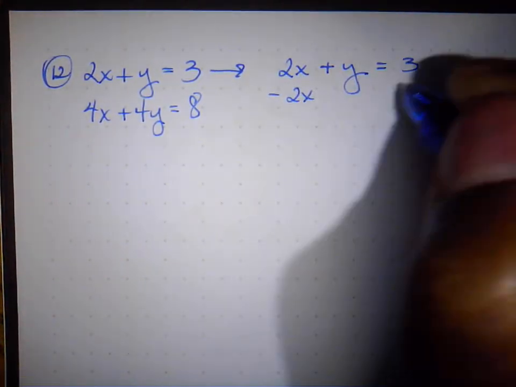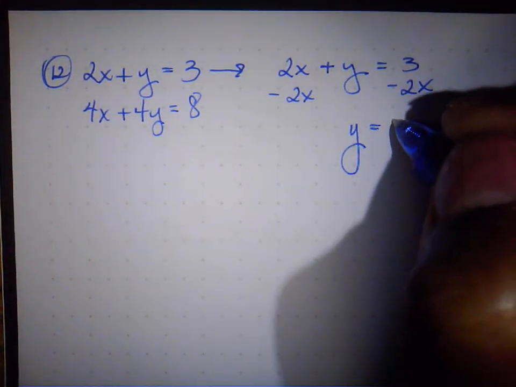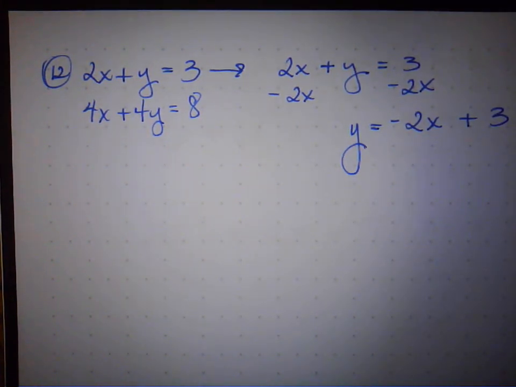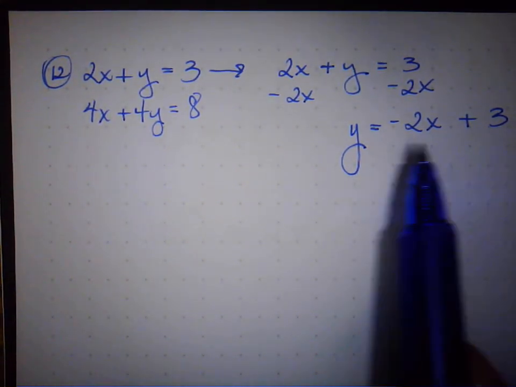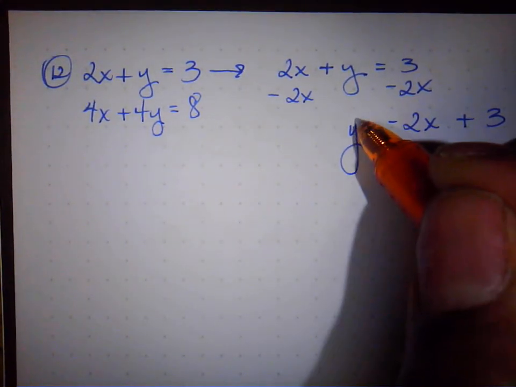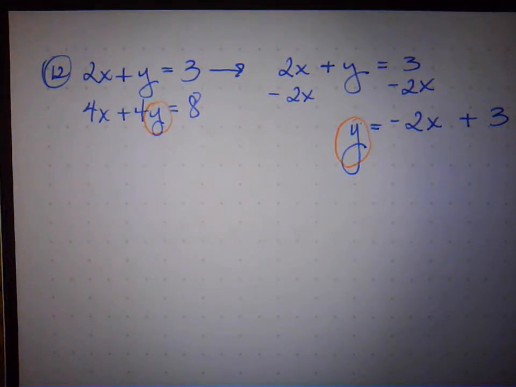So we're subtracting 2x from both sides. And I end up with y being equal to negative 2x plus 3. So now that I've isolated a variable, okay, I've isolated a variable. Now I'm going to take that variable and replace it with its equivalent in the second equation, okay? Everywhere I see a y, I'm going to replace it with what? Negative 2x plus 3. So here we go.